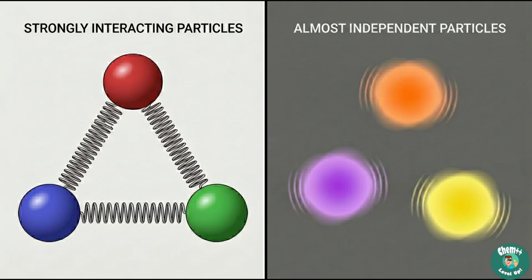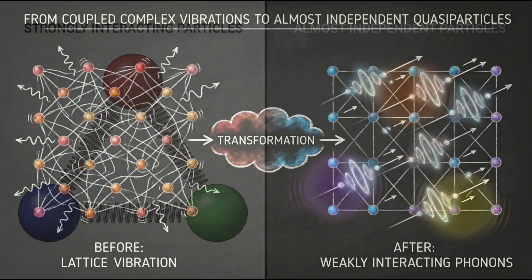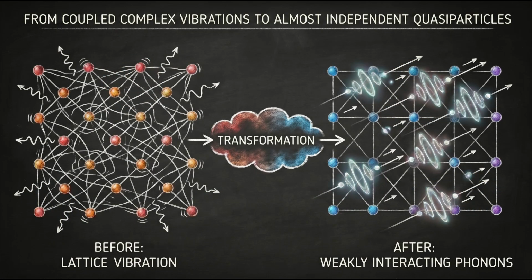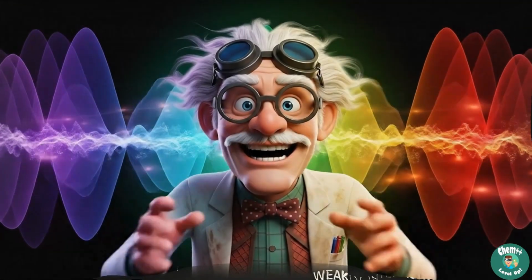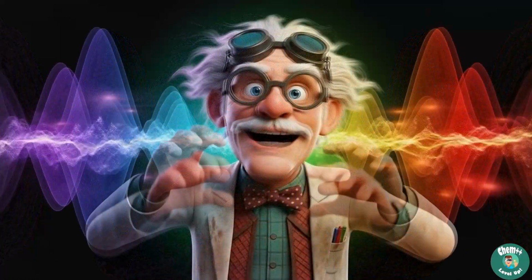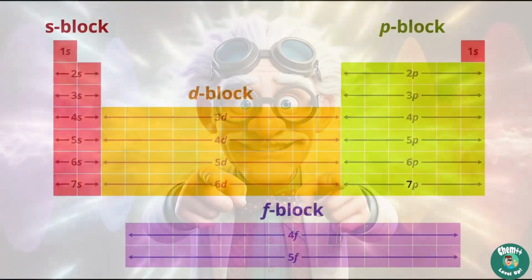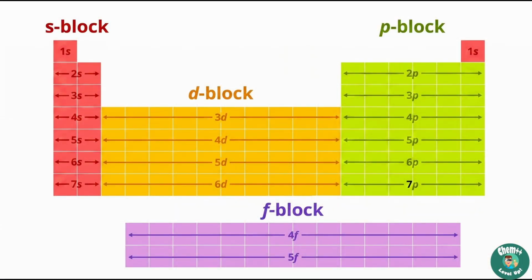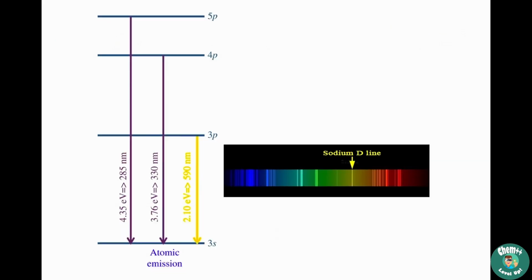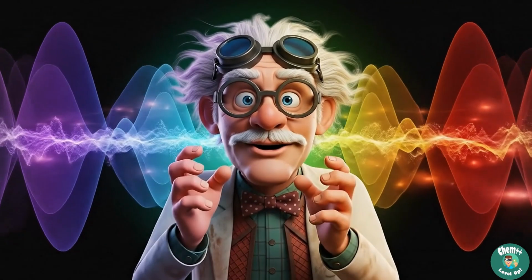This strategy appears everywhere in physics. For example, vibrations in crystals are described using particles called phonons. Phonons are not real particles. They are quasi-particles that simplify a complicated collective motion. Orbitals play a very similar role for electrons inside atoms. And this idea works remarkably well. It explains the structure of the periodic table, atomic spectra, and most of chemistry.